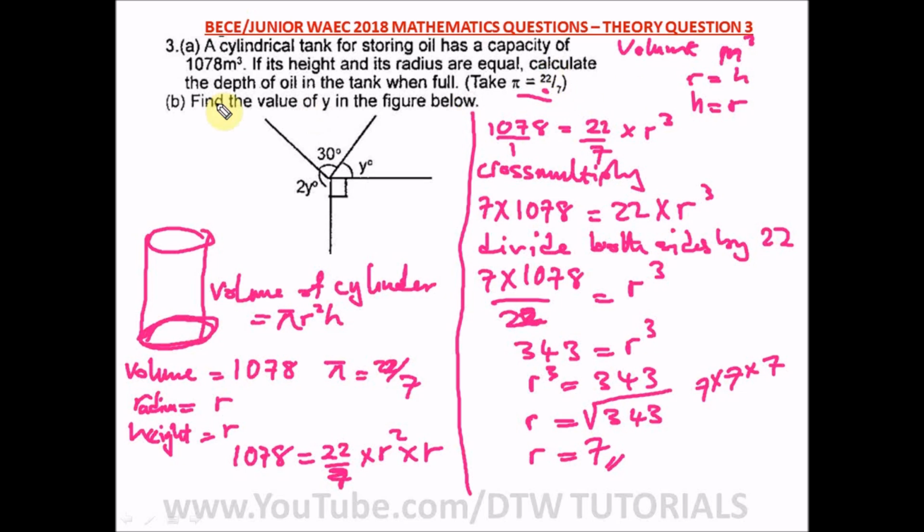So the question says calculate the depth of the oil in the tank when full. The depth is the height, and since the question has told us that the height and the radius are equal, our depth is equal to 7 meters. Your unit of measurement will be just meter, not meter square and not meter cube. So 7 meters is our answer.